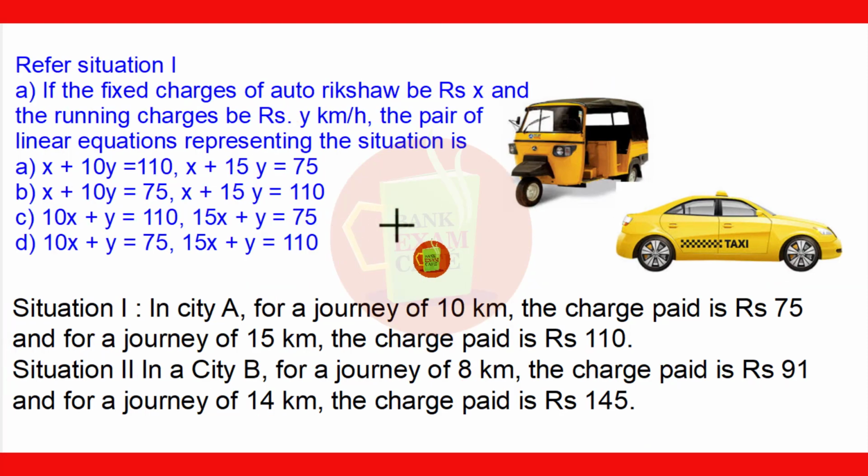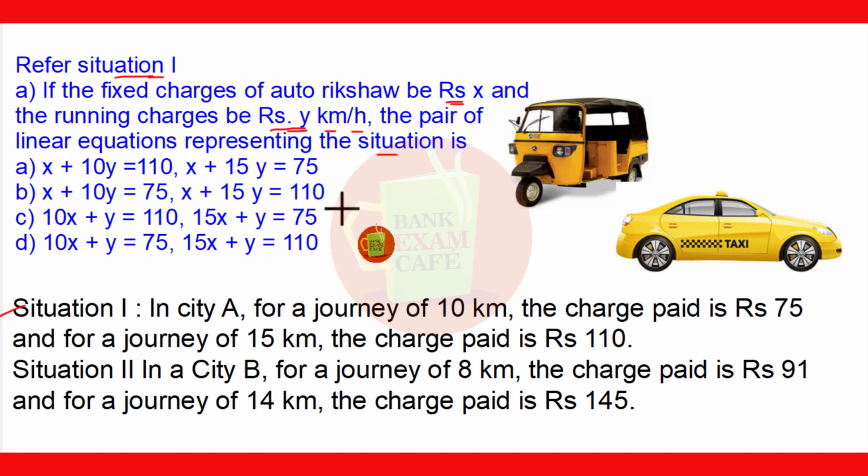The question is that, refer to situation 1. If the fixed charges of auto rickshaw be X and the running charges be rupees Y per kilometer, the pair of linear equations representing the situation is: whether the first pair is correct, second pair is correct, third pair is correct, or the fourth pair is correct.